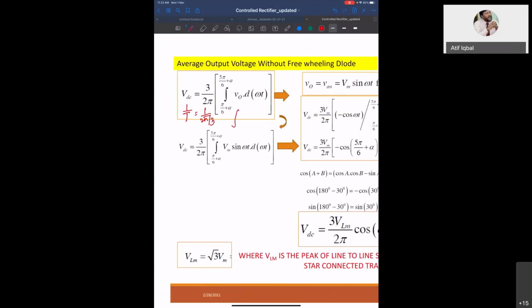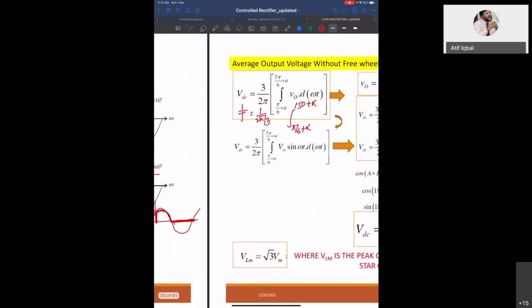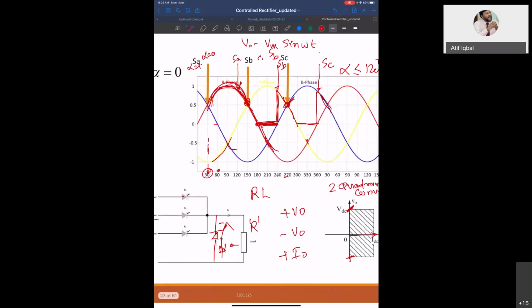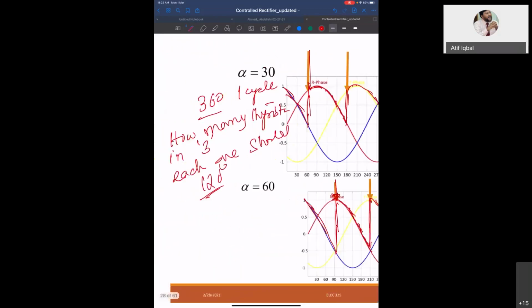And what is the point at which it starts conducting? It starts conducting at 30 degree plus alpha. And at what angle does it finish? It finishes at 150 degree plus alpha. You see here, it starts at this point, which is nothing but 30 degree of the sine wave, so 30 degree plus any angle alpha. And it will finish at this point, which is 150 degree, so 150 degree plus alpha. That is what you see as the limit.